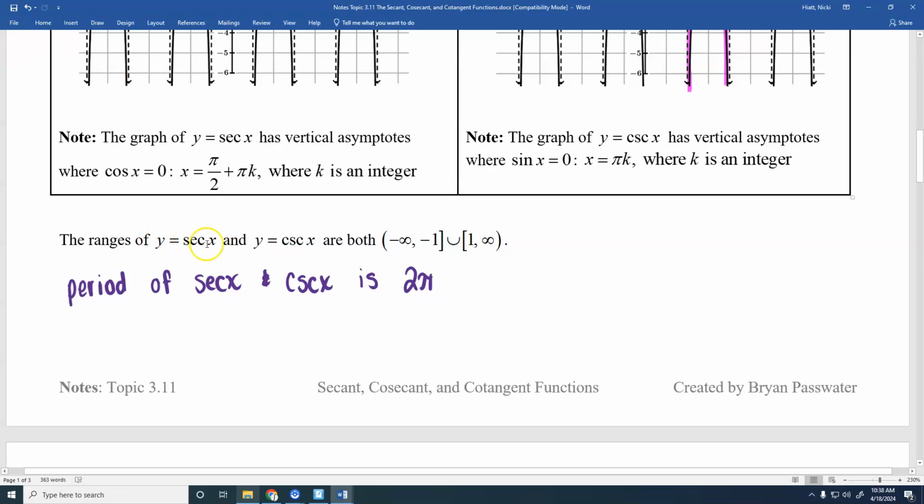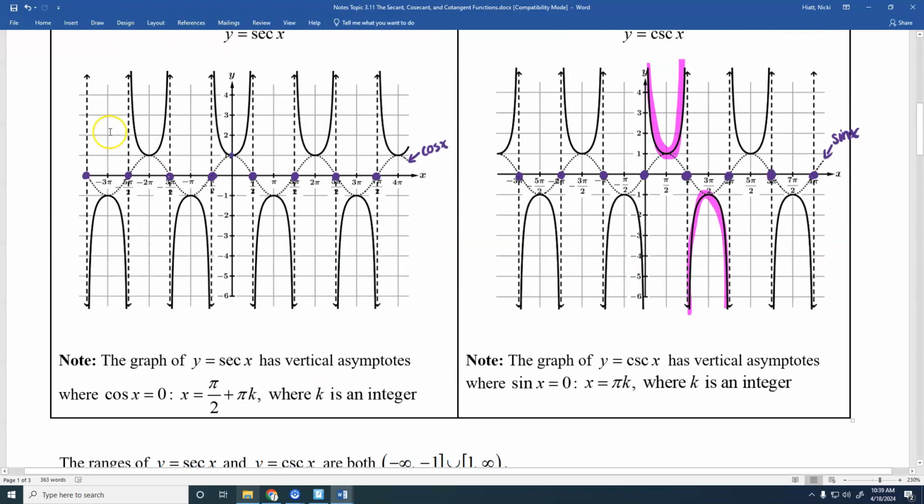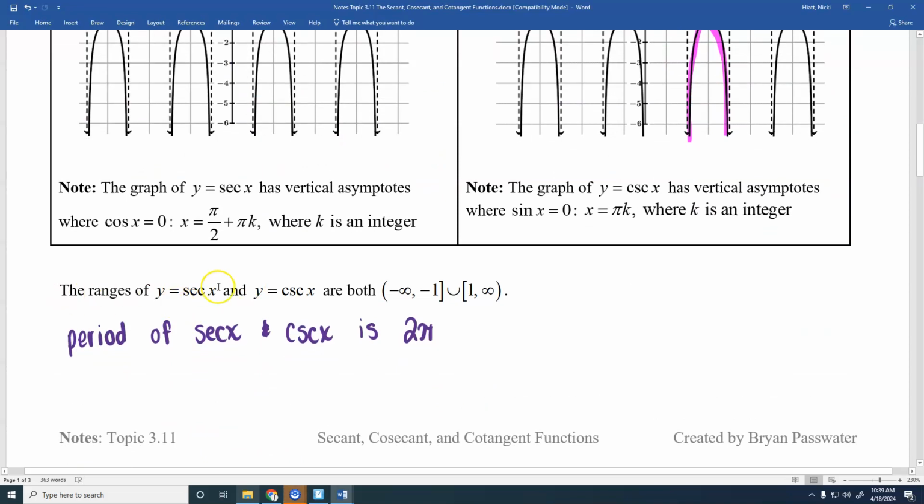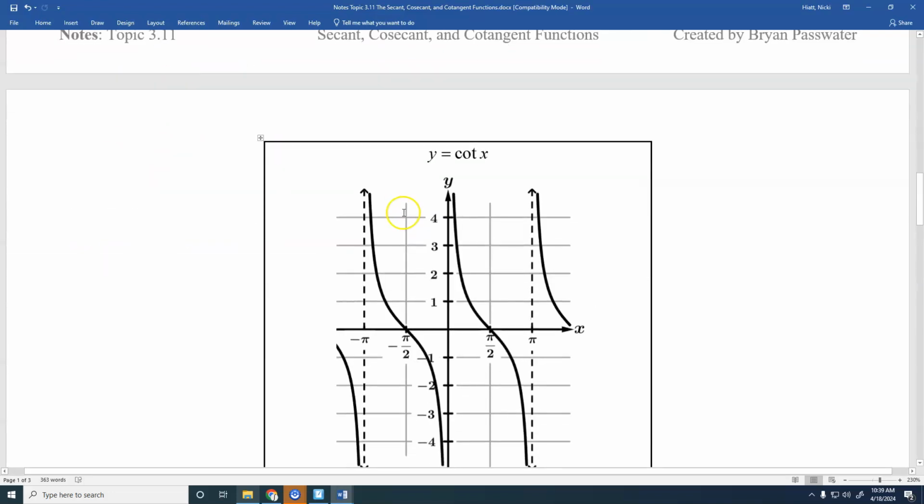The ranges on these: where sine and cosine can only be between -1 and +1, you'll notice that secant and cosecant are everywhere except for that, right? All of these values are below -1, and all of the values up here are above +1. So your ranges for secant and cosecant are from -infinity to -1 and 1 to infinity. You will not have any of the values between -1 and 1 for these functions. Okay, so that's what these look like.